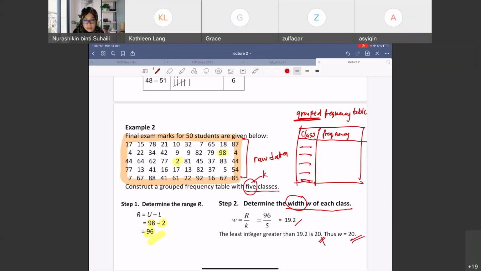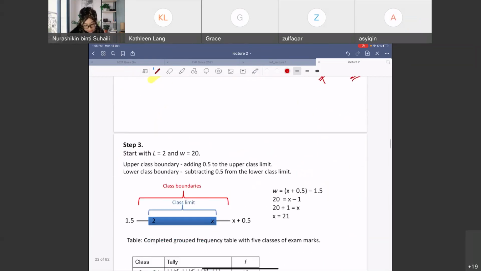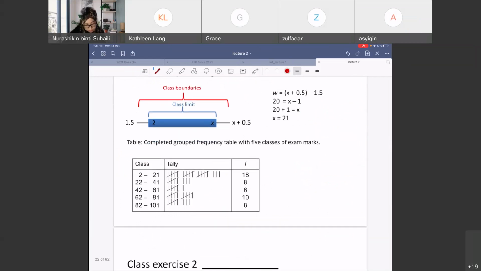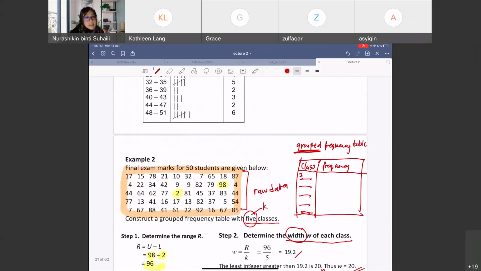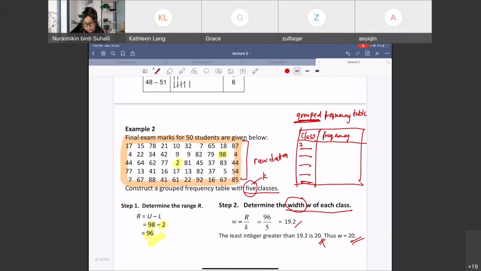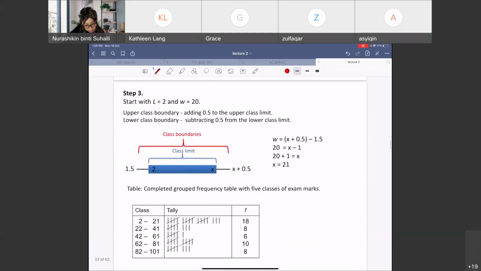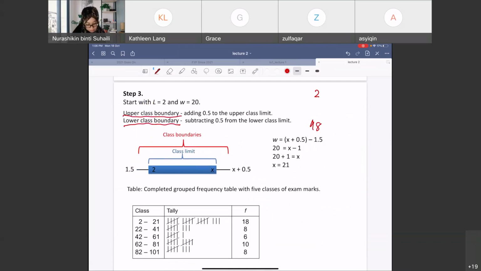20. So means that when we start with the lowest one, 20, when we construct the classes, okay, so you have to determine it. Okay, let me go here. So when we have 20 and then 98, we have to determine the lower class boundary and upper class boundary. Lower class boundary is we subtract 0.5 from the lowest point. That is here is 1.5, right?